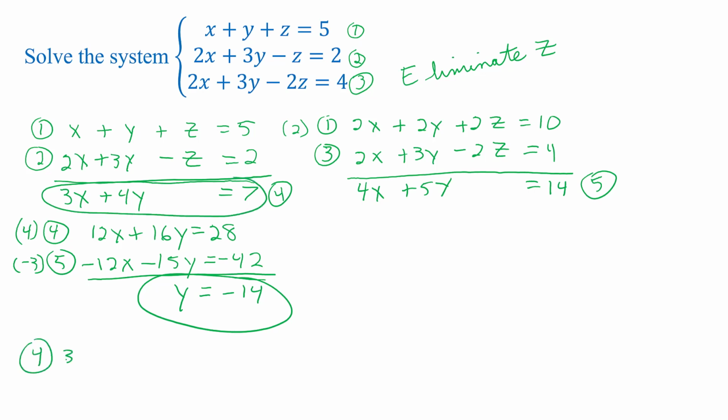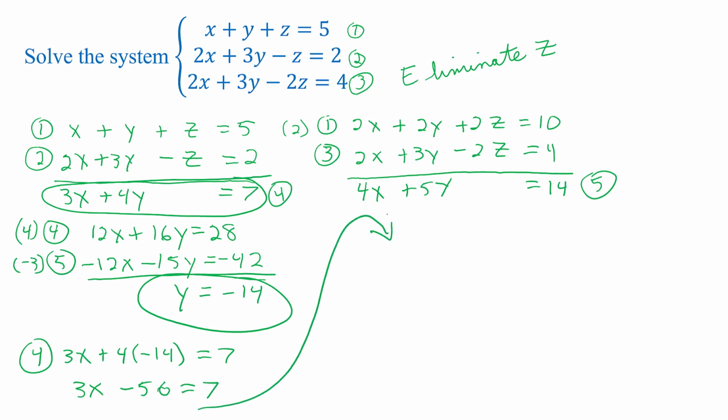I have 3x plus 4, and I'm going to replace that y with negative 14. So 3x plus 4 times negative 14 equals 7, or 3x minus 56 equals 7. Okay, and from there we get 3x equals 63, or x equals 21. So we've solved for x and y at this point.